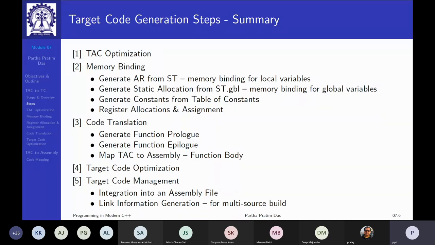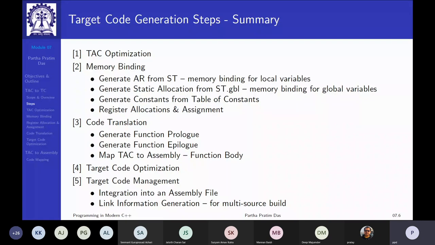We need to create the memory binding. This is the basic process which we have understood in the runtime environment module, that we will need to create a layout of the activation record from the symbol table for automatic variables. We have to generate the static allocation in the global symbol table for binding the global variables, generate the table of constants, and so on.